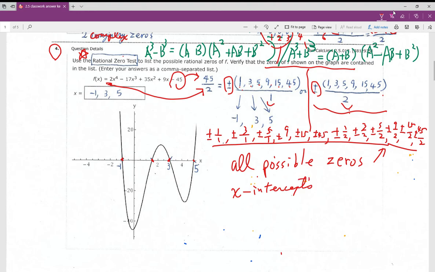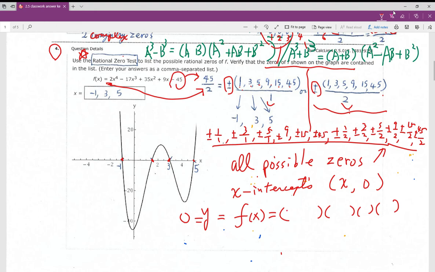Why x-intercept? Because x-intercept means y equals 0. What's y? Y is f of x. So when the function equals 0, you are looking for the zeros. When x makes the function equal 0, those x are the zeros. Therefore, you can use the x-intercept. The x-coordinate is your zeros.